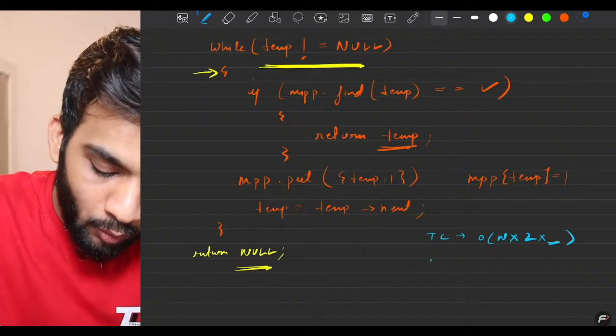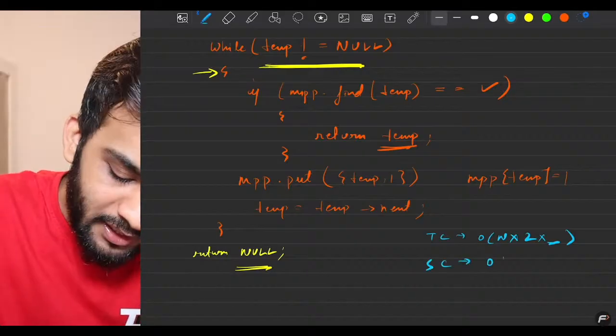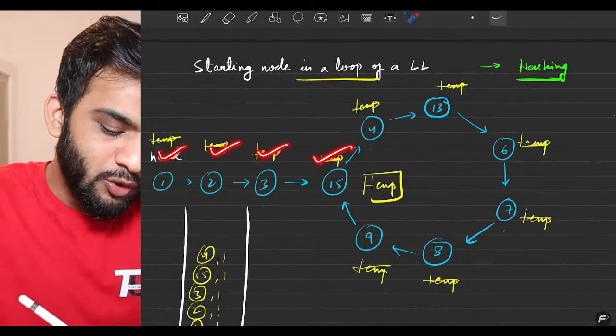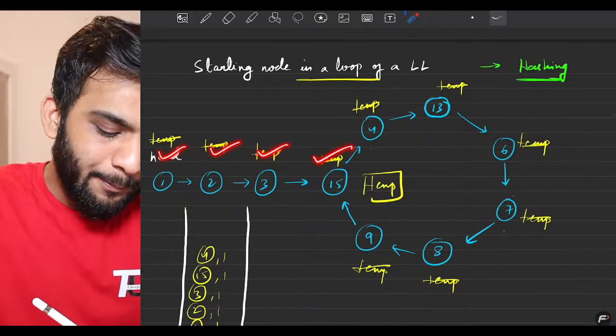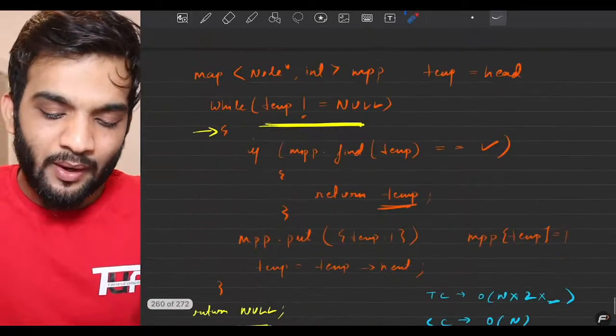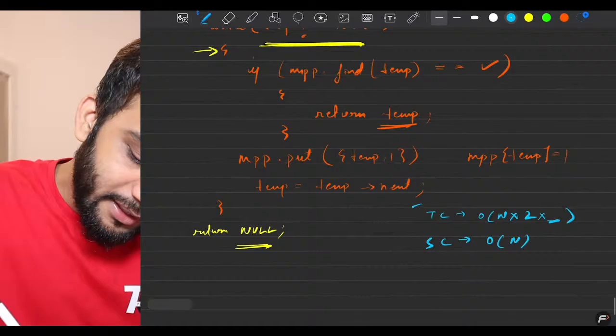What about the space complexity? Can I say it's a big O of n? Why? Because if you traverse, you end up putting everything into the map data structure. So that is a big O of n. So I can say that this will be my time complexity and the space complexity.